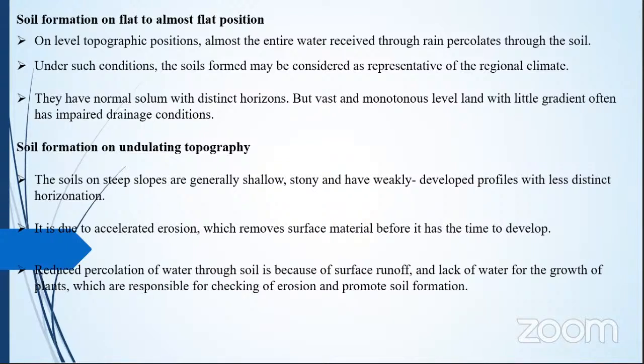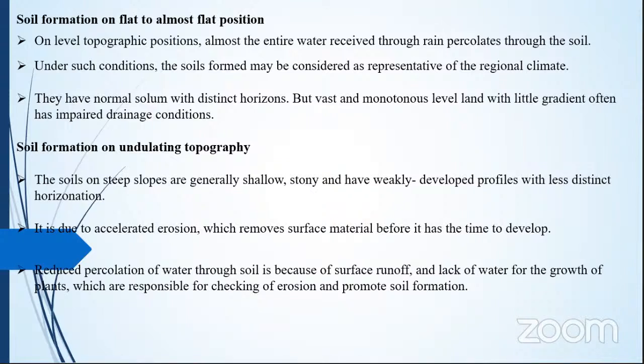In undulating positions, you cannot see any perfect horizonation, because of accelerated erosion and removal of surface material before it is even formed. Even if it is in the initial stage of soil forming, due to water erosion on the undulating position, it will be removed. Here the percolation of water is very less because of surface runoff, so there is a lack of water. Naturally the plants grow very weak, and the conditions favorable for plant growth, which is responsible for checking erosion, are very less.